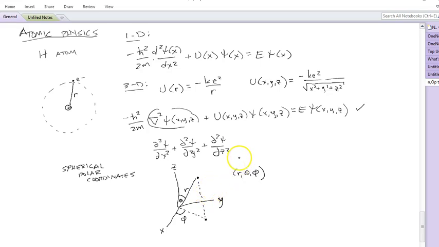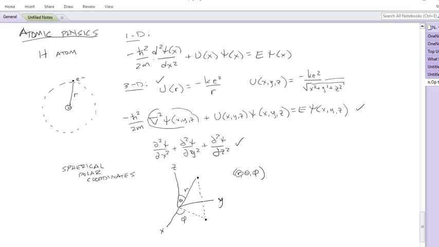Now, the nice thing about that is your potential energy function is now just a function of this r. You can write, as you see up here, U of r is just minus ke squared over r. So that's a nice simplification. The problem, though, is if you look at the Laplacian in spherical polar coordinates, it's not quite as nice. In rectangular xyz coordinates, the Laplacian is just d squared psi dx squared plus d squared psi dy squared plus d squared psi dz squared. Do you recall what it is in spherical polar coordinates?